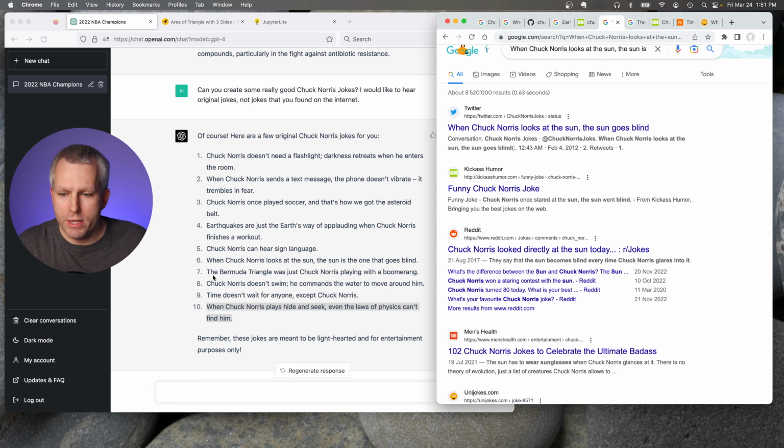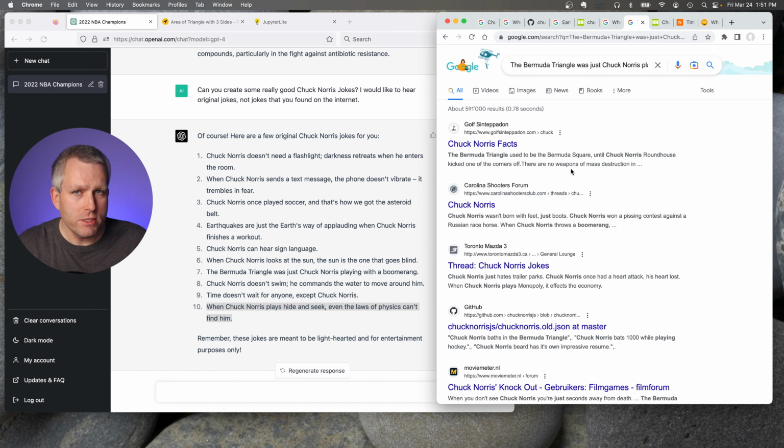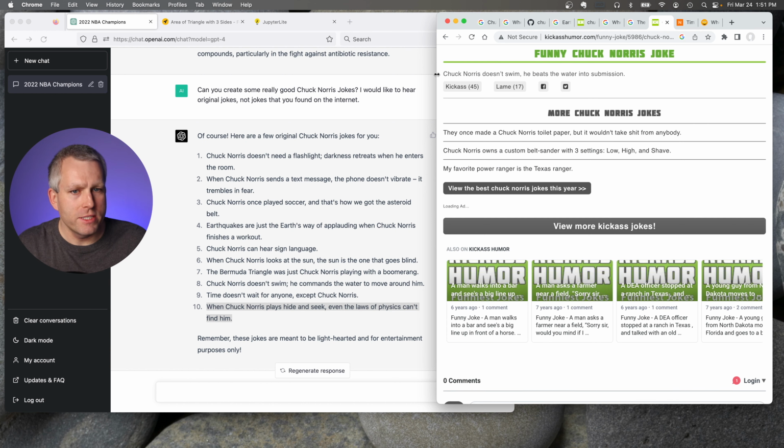The seventh one is, the Bermuda Triangle was just Chuck Norris playing with a boomerang. I found some references to boomerang in the Chuck Norris files, but nothing exactly like that joke. So I would say that one is also original. The eighth one is, Chuck Norris doesn't swim. He commands the water to move around him. I found a similar one. Chuck Norris doesn't swim. He beats the water into submission. So same joke, same kind of punchline, slightly different wording.